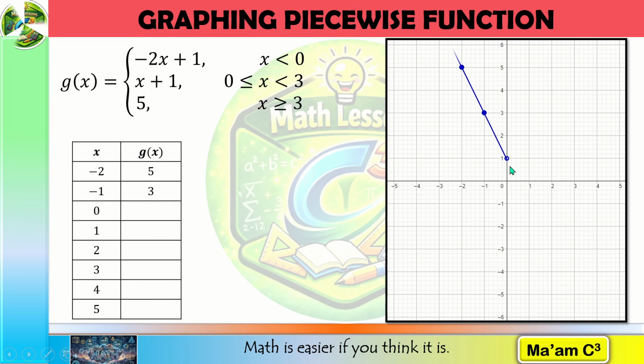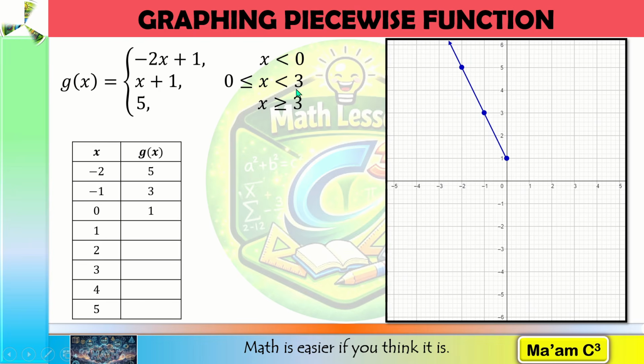Now, let me connect the points. This is the graph of g of x is equal to negative 2x plus 1 if x is less than 0. Let's continue. This time we have 0. If x is equal to 0, we're going to use this condition. So 0 plus 1 is 1. 0, 1. It means at this point also, but this time we're going to use closed circle since there is or equal.